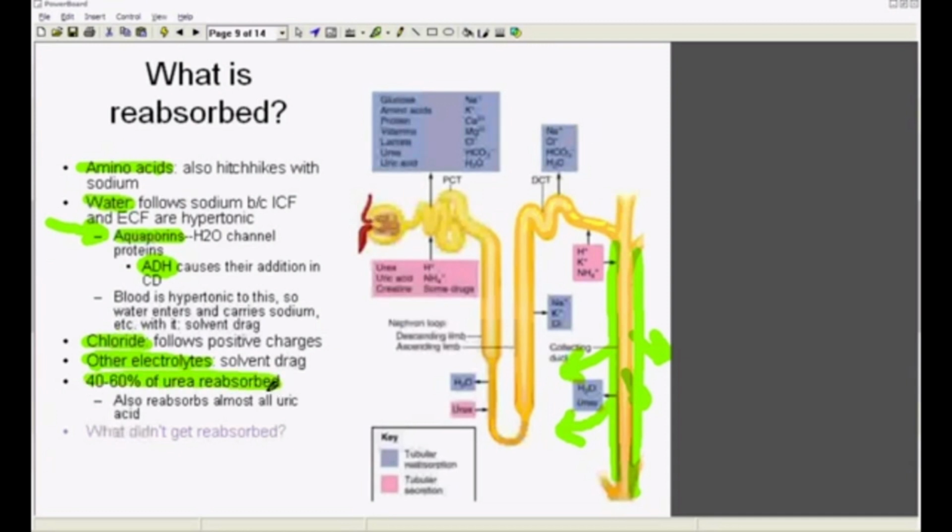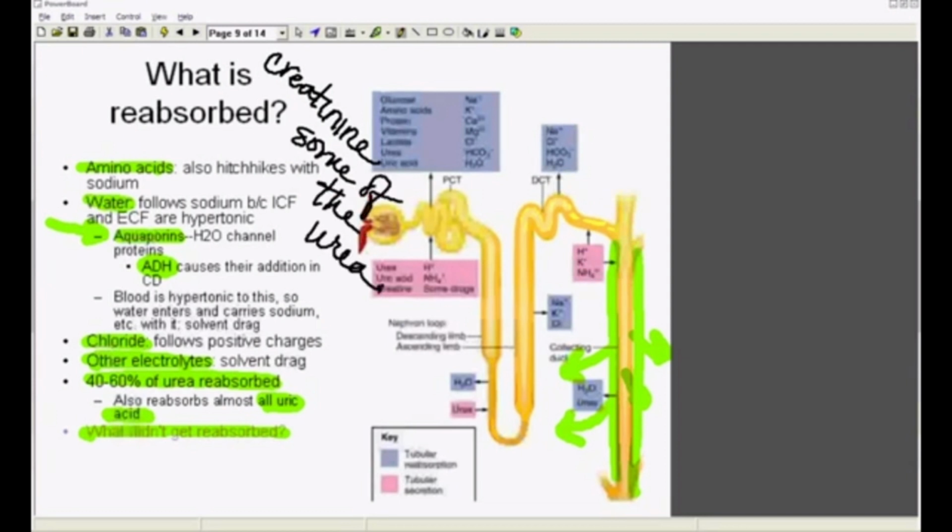Also, again, like I said, we accidentally, because we can't control it, do reabsorb anywhere from 40 to 60% of the urea that we just got done filtering out. So here it comes right back into the blood again. Though we didn't mean for it to happen, it did. And we also reabsorb much of the uric acid that we just filtered out. So the question is, well, geez, it seems like we reabsorbed almost everything. What didn't get reabsorbed? And the answer is, the big thing that didn't get reabsorbed is creatinine and at least some of the urea. Okay, so at least we have some urea that's in the forming urine now, and all the creatinine is in the forming urine.